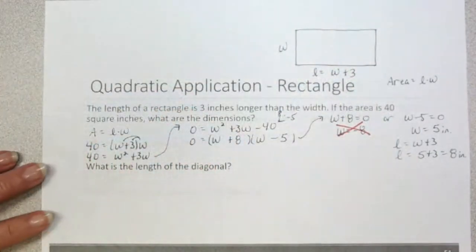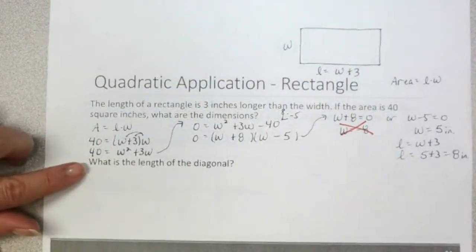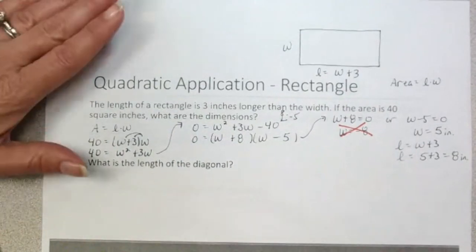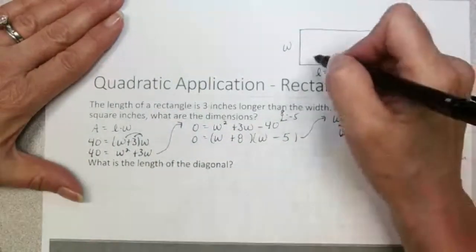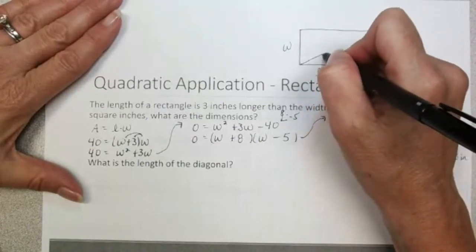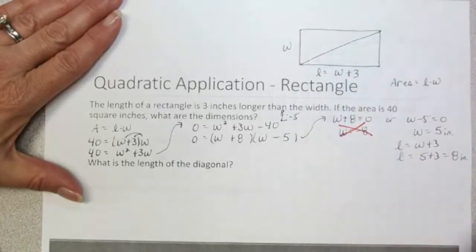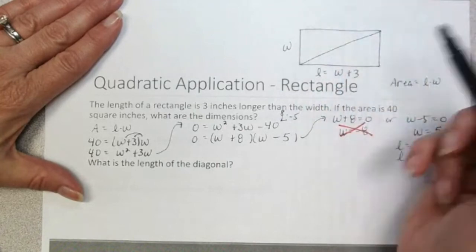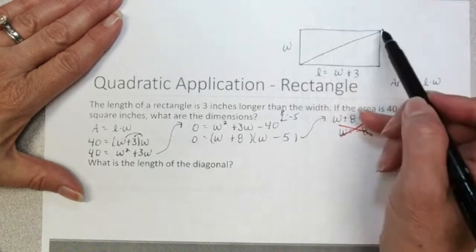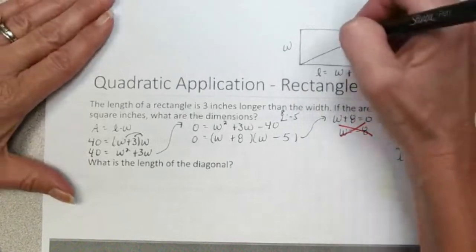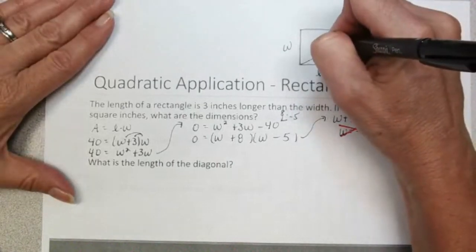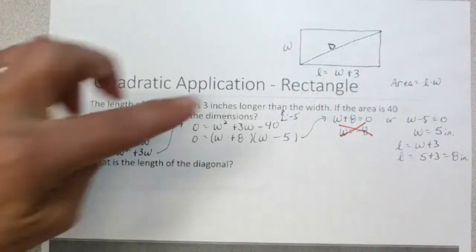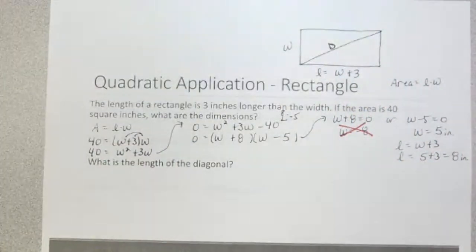Okay, there's a second question here. The second question is saying, what is the length of the diagonal? Well, recall that the diagonal of a rectangle is the one that connects the corners. There's two diagonals here, but they're going to have the same length. Here's one diagonal. There's another one I could draw here. But since they have the same length, I'm just going to do the one. I don't know what that length is. Let me call it D for diagonal.